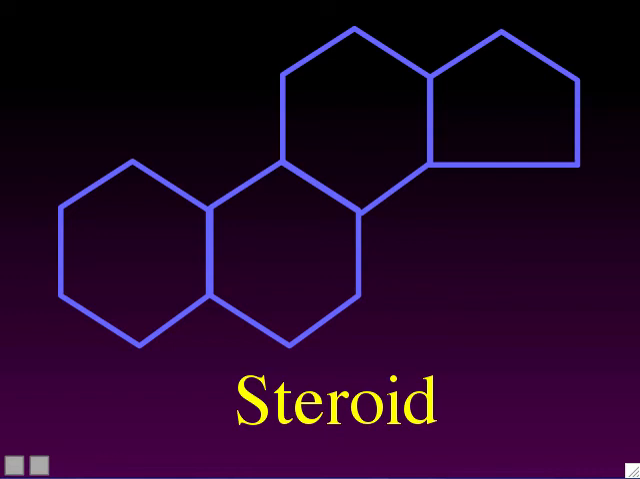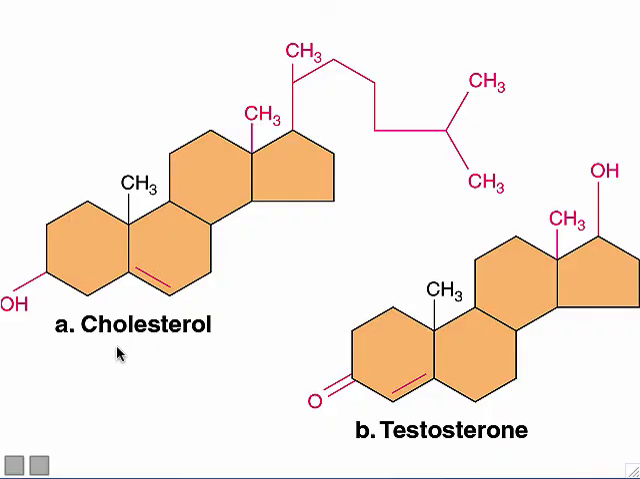Now, there are several different types of steroid lipids, and you may say, well, wait a minute, if they all have this steroid backbone, how can there be different types? Well, steroids differ from each other depending on what molecules are attached to the steroid backbone. So now let me show you an example. Here are 2 steroids. This one's called cholesterol, and this one's called testosterone.